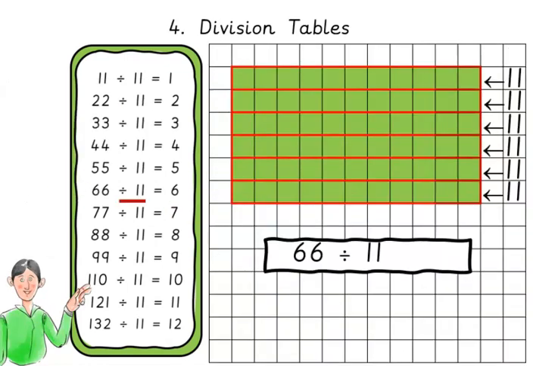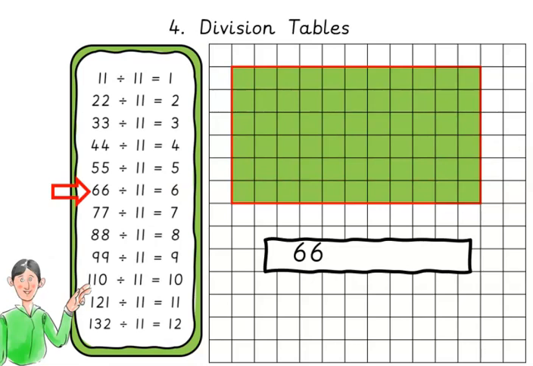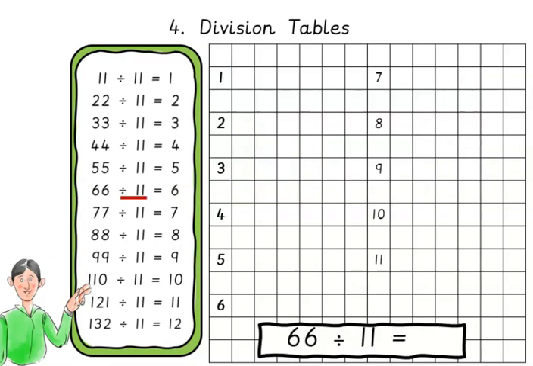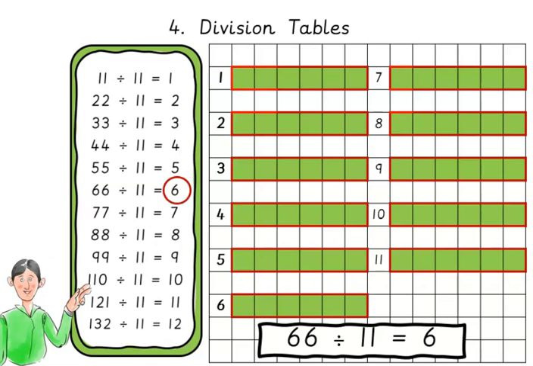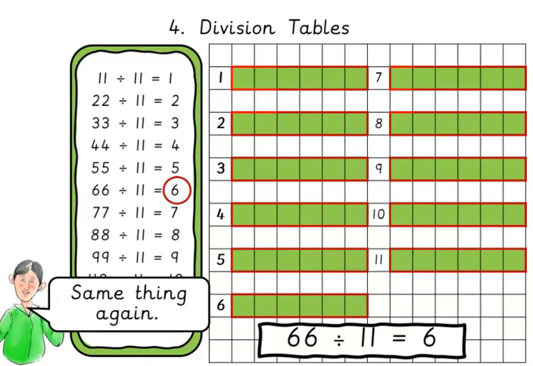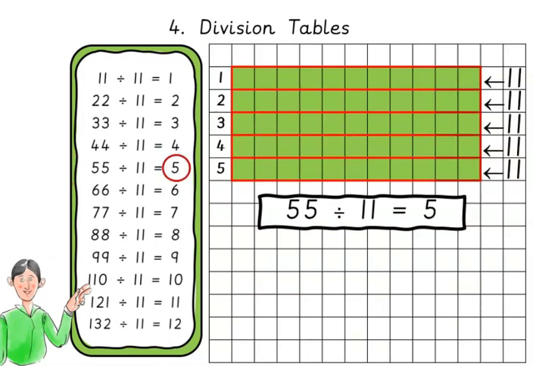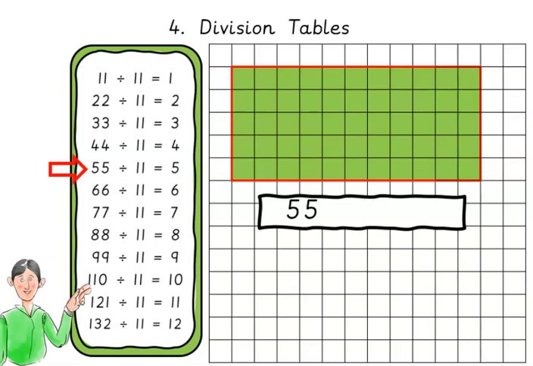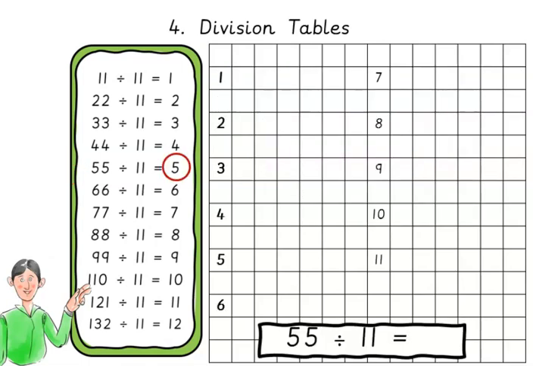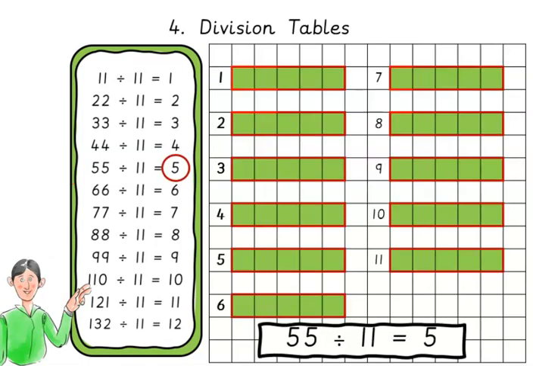If I take 66, split it into groups of 11, I will get 6 groups with 11 in each group. But if I take 66 and split it into 11 groups, there will be 6 in each group. Same thing again. Let's take 55 and do it both ways. 55 divided by 11 is equal to 5. 55 divided into 11 groups is equal to 5 too.